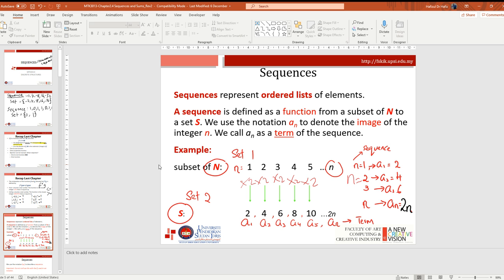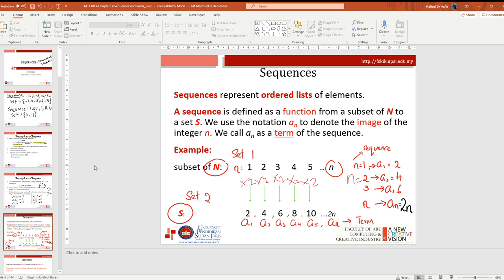For today, we take a look at sequences, which represent an ordered list of elements. A sequence is defined as a function from a subset of the natural numbers to a set S. We use the notation a_n to denote the image of integer n, and sometimes we call it a term of the sequence. For example, here we have set 1 and set 2 for the set and natural numbers, and then we can have a sequence.